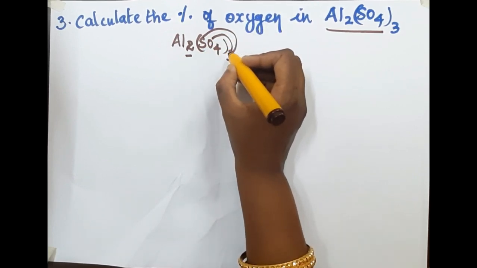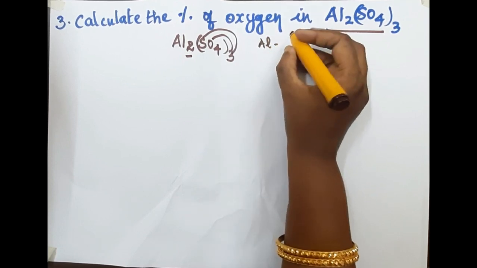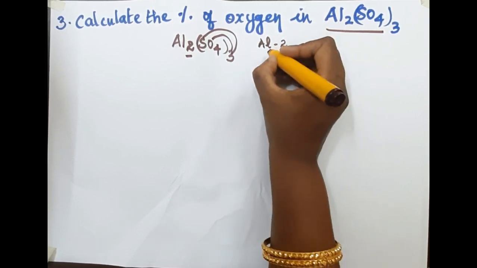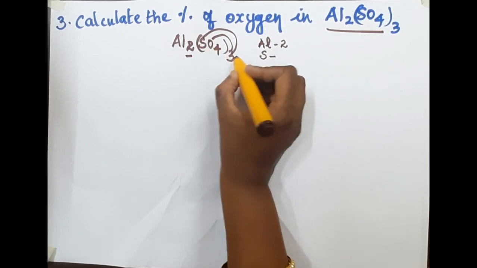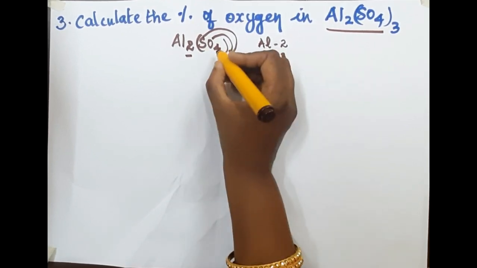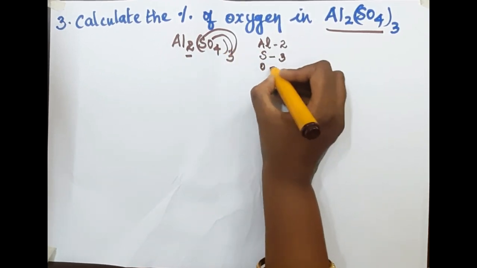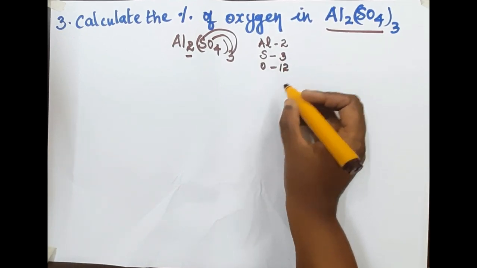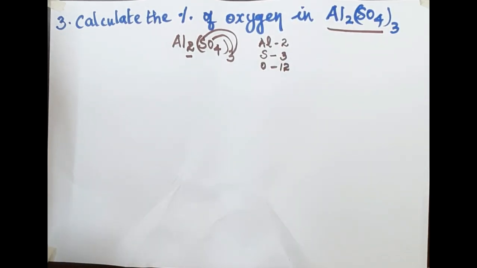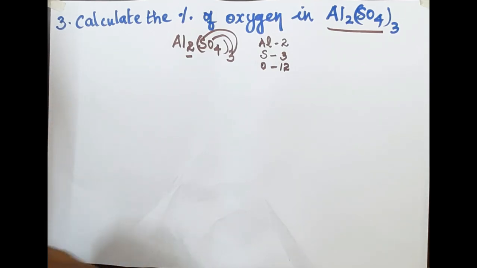We have to cross multiply it. So how many Al atoms are there? Al atoms are 2. And what about sulfur? Sulfur is 1 here. 1 into 3, that is 3. And oxygen 4 into 3, that is equal to 12. Now you have to be very clear with this particular thing, children. This is the basic thing which is not present in your book.